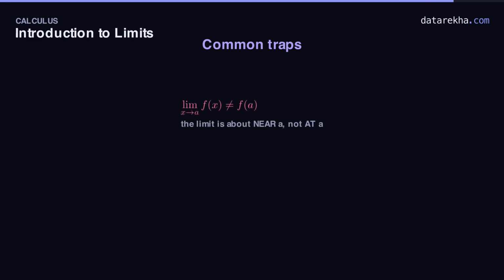Trap 1. Confusing the limit with the function's value. The limit can exist even when f of a is undefined or sits somewhere else entirely. Always read the neighborhood, not the point. Trap 2. Forgetting the two sides. A two-sided limit exists only if the left and right limits both exist and match. At jumps and vertical walls, check each side separately.